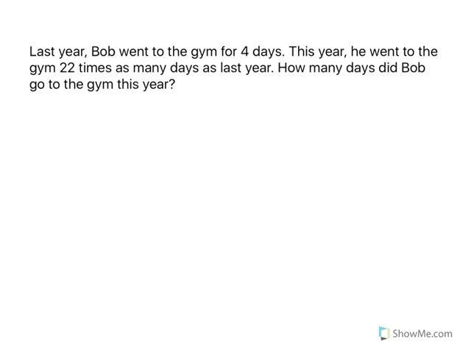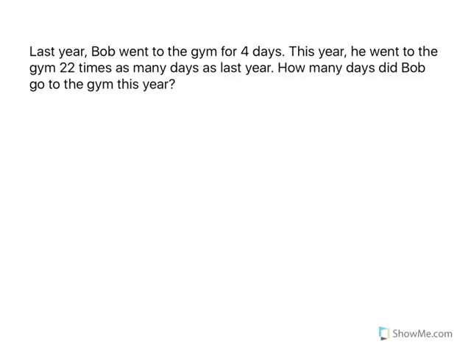When we look at our first problem: last year, Bob went to the gym for 4 days. This year, he went to the gym 22 times as many days as last year. How many days did Bob go to the gym this year? So when I look for keywords, because that's part of our learning target today, it's going to tell me what kind of comparison problem we're looking at.